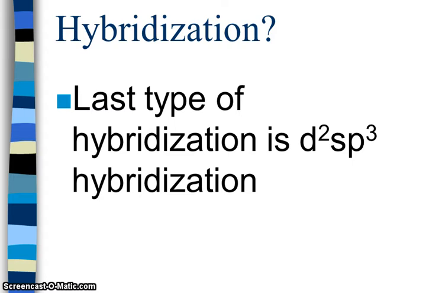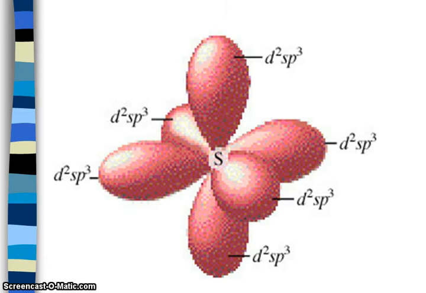So this time we're going to have d2sp3 hybridization taking place in our central sulfur atom in our molecule. So 2 d orbitals, 1 s, and 3 p orbitals are going to meld together to give us 6 equivalent d2sp3 hybrid orbitals. So again, if we were to look at that sulfur now, we're going to have 6 orbitals that are all the same that would give us that octahedral electron geometry.